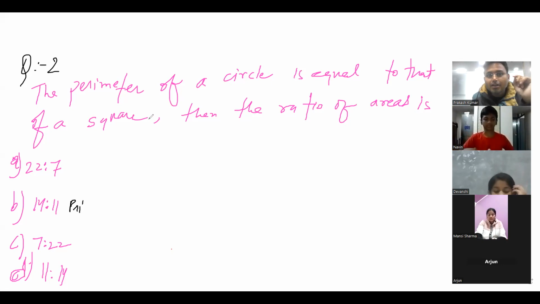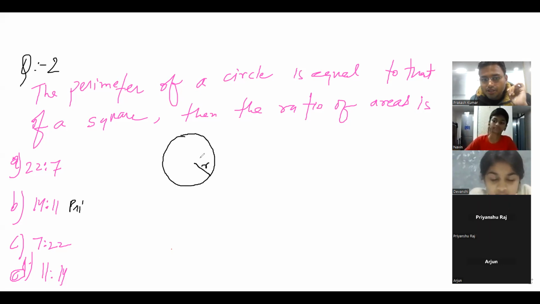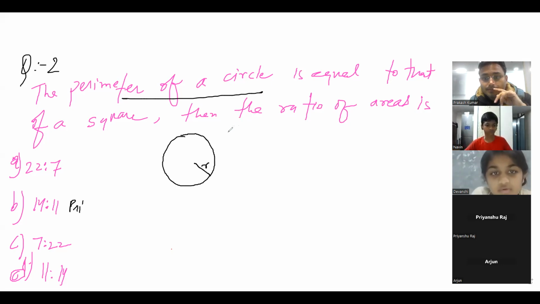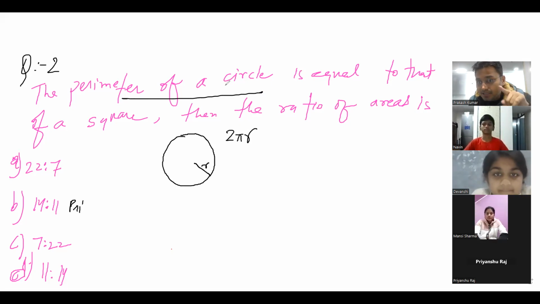Now we should start. You are audible. All of you now focus. Okay, this one is a circle, and the circle has a radius, right? So if the radius is r, what will be the perimeter of the circle? 2 pi r.